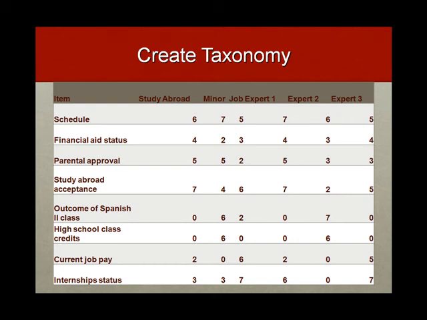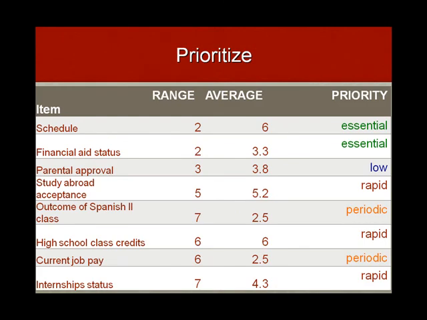An expert also rated the importance of each information need for each decision on a scale from 1 to 7. These ratings were then used to calculate the range and average for each information need. The range and mean were calculated across decisions. The objective is to find if an information item is needed across many decisions.